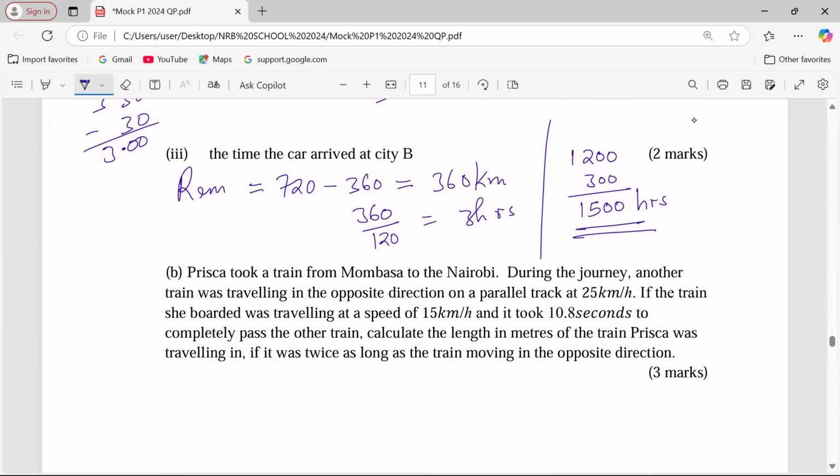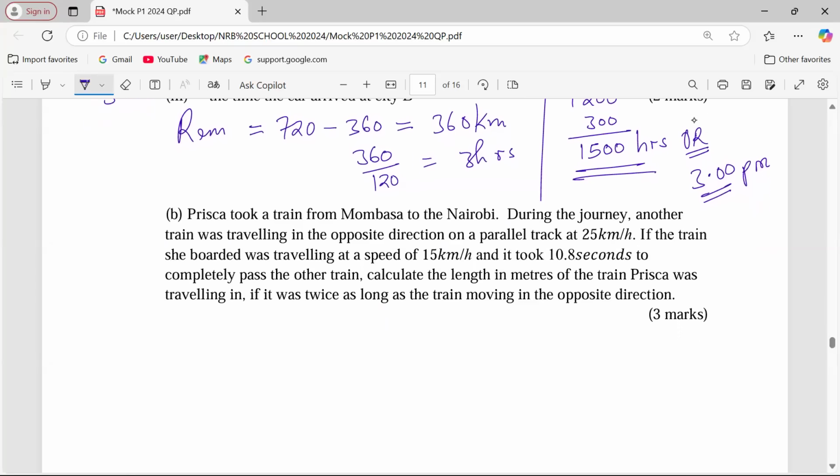So we now go to part B of this. We start interpreting part B. Oh, remember, this time can also be expressed as 3:00 p.m. That is the 12-hour clock system. It will still be correct.